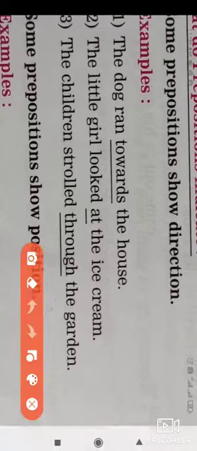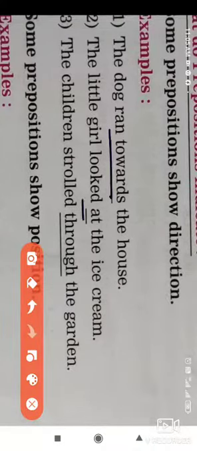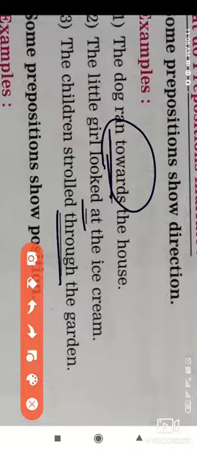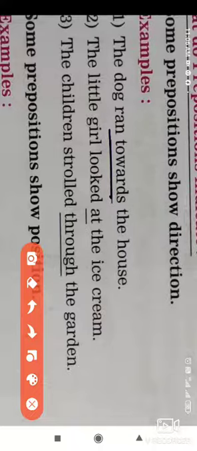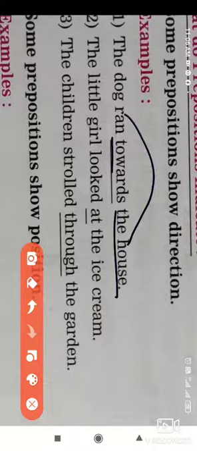The first is prepositions that show direction. The directional prepositions are towards, at, through. These are some examples of direction. For example, in the first sentence: the dog ran towards the house. So where did the dog run? The dog ran towards the house. The preposition towards shows the direction of the dog's running. The house is a common noun, and towards shows the relation between the verb ran and the noun.